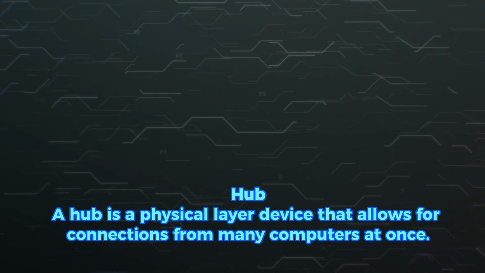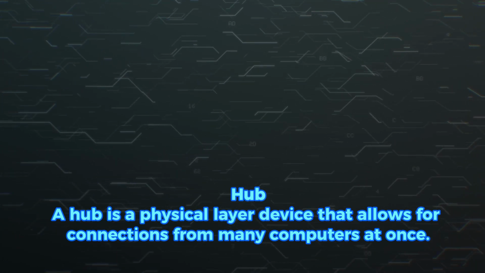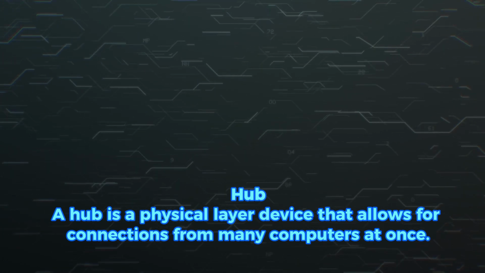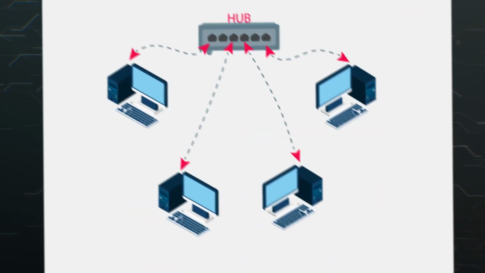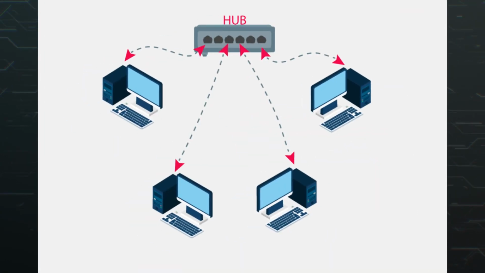The most simple of these devices is a hub. A hub is a physical layer device that allows for connections from many computers at once. All the devices connected to a hub will end up talking to all other devices at the same time. It's up to each system connected to the hub to determine if the incoming data was meant for them or to ignore it if it isn't. This causes a lot of noise on the network and creates what's called a collision domain.